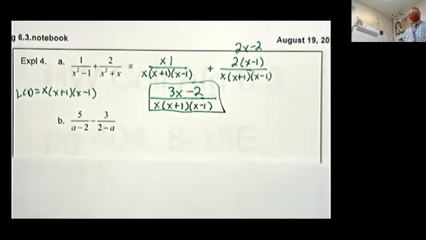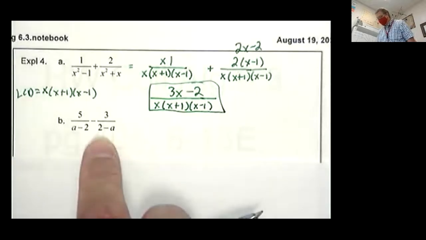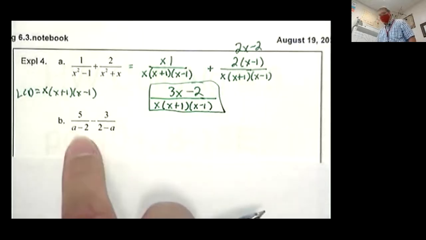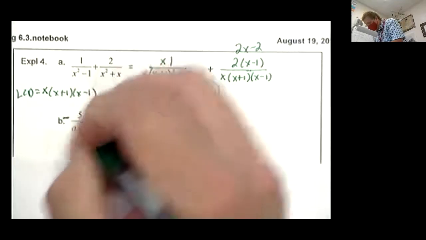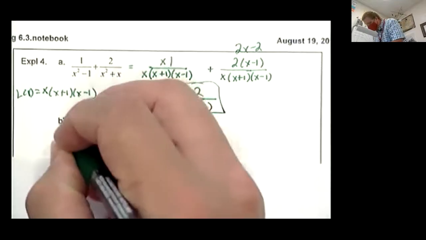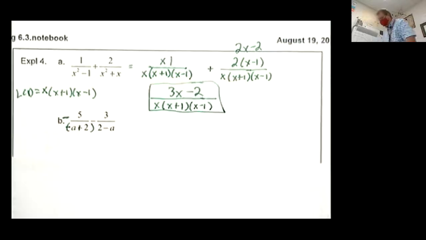Letter B, what's our least common denominator? Well, they kind of look the same. a minus 2, 2 minus a, but the negatives are wrong. So what are we going to do? We're going to use our trick. I'm going to pull out a negative on the first fraction, and that's going to make this a negative a plus 2.